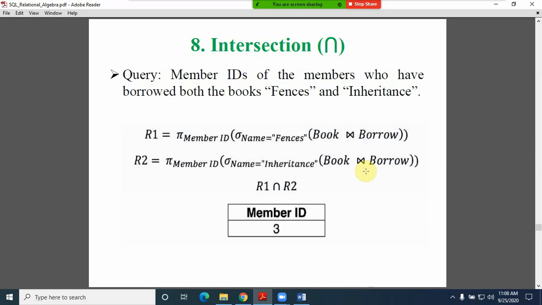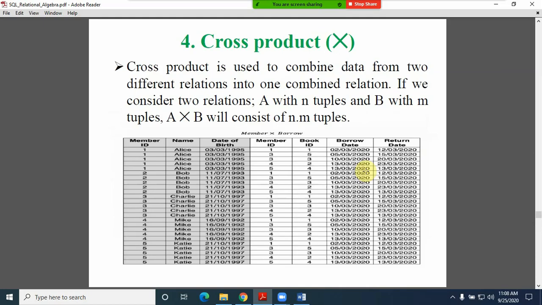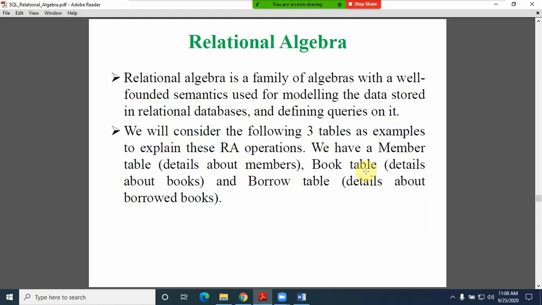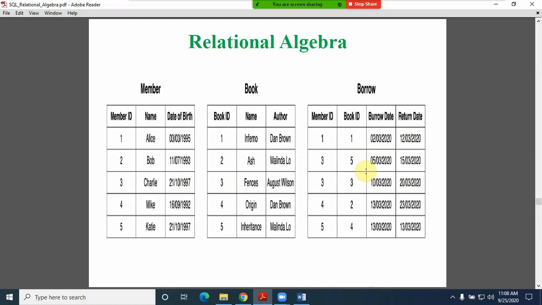The member ID should be there, but the book name is available in the book table. This third table we have not yet seen, friends. Now we are working on the third table. We are familiar with the member table and borrow table. The member table contains the member ID, name and date of birth. The borrow table contains the member ID, book ID, date borrowed and date returned.